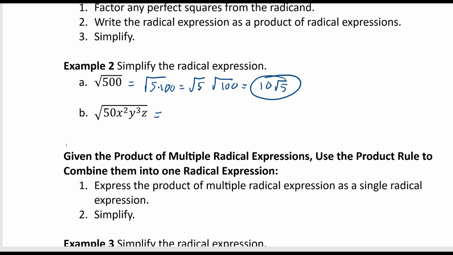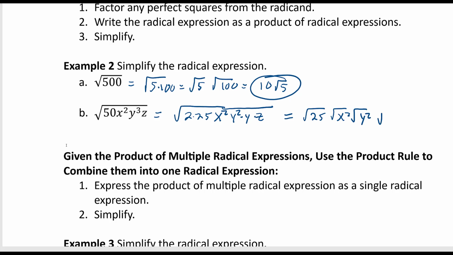This next one, 50, that's 2 times 25, where 25 is a perfect square. We have x squared. We have y squared times y, and then we have z. So the squared things can come out. So the square root of 25, let me do this in a few more steps. We can look at the square root of 25, the square root of x squared, the square root of y squared, and times what's left is 2yz. So we get 5xy times the square root of 2yz.